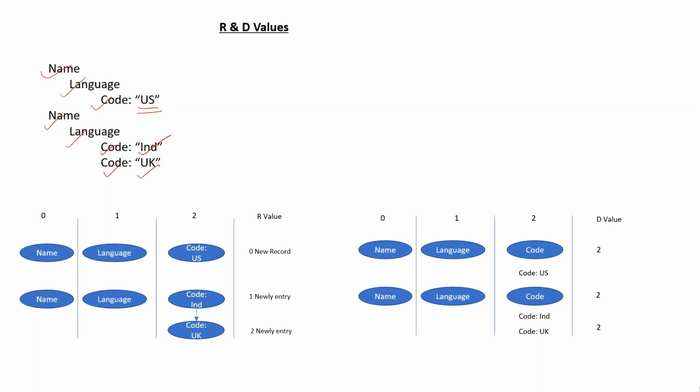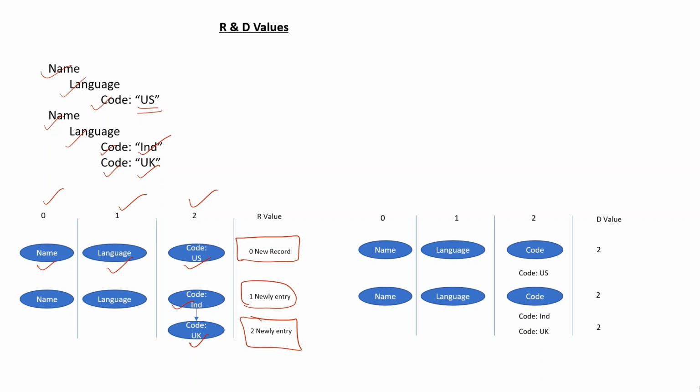For the R value, we divide these columns into 0, 1, 2, and put name in the 0 location, language in the 1, and code in the second location, and then US is the code. This is the first record, so we consider this as 0. The R value for this will be 0. For the second nested structure, we have the code India, and this is the first entry, so we consider this as 1. The R value will be 1. And UK under the same column, in the second entry, has R value 2.